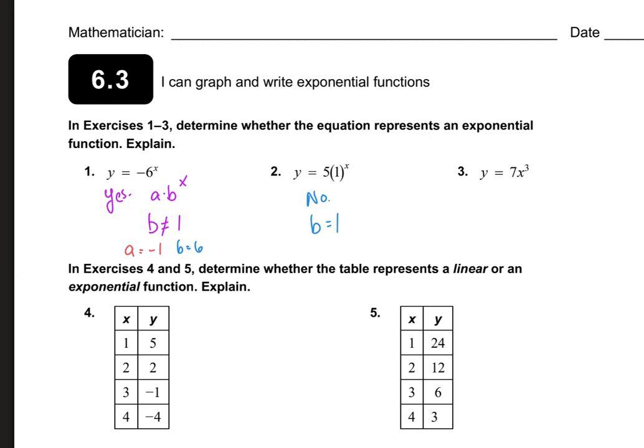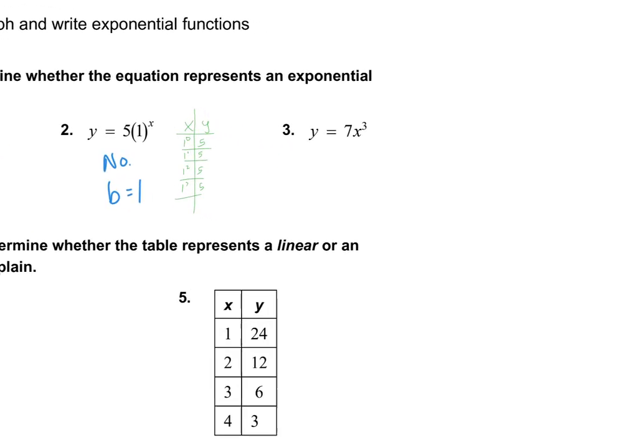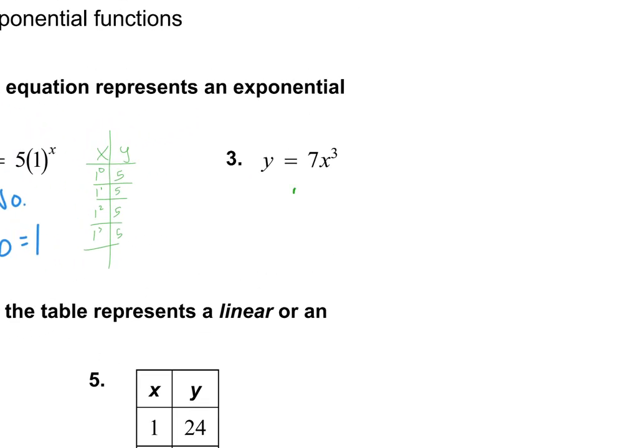And I did an example of this on the Big Ideas assignment, that if you were to pick x's and plug them in, here's what would happen. If you plugged in 0, 1 to the 0 is 1, and 1 times 5 is 5. And then if you were to do 1 to the first power, that's still 1, and 1 times 5 is 5. And if you do 1 to the second power, that's 1, and 1 times 5 is 5. Do you see a pattern here? 1 to the third power is 1, and 1 times 5 is 5. So it's clearly not exponential. It's actually linear.